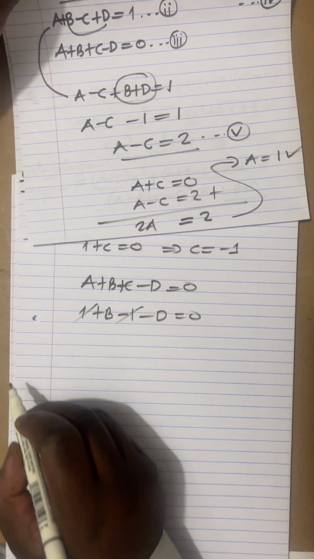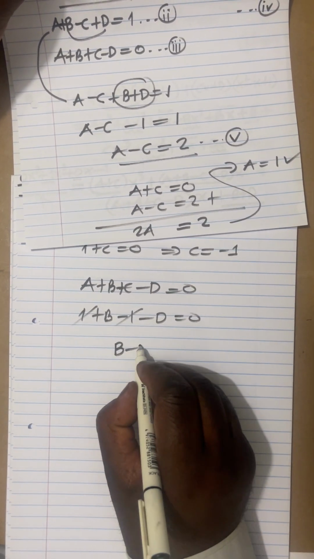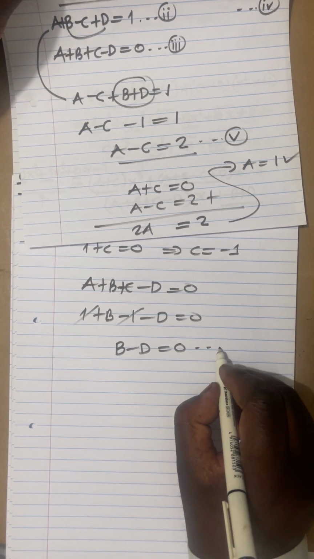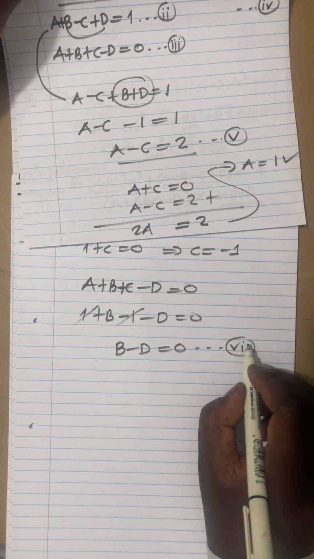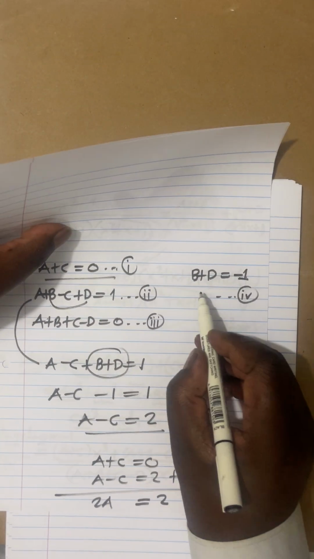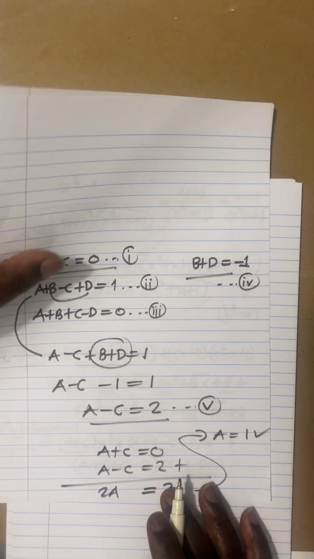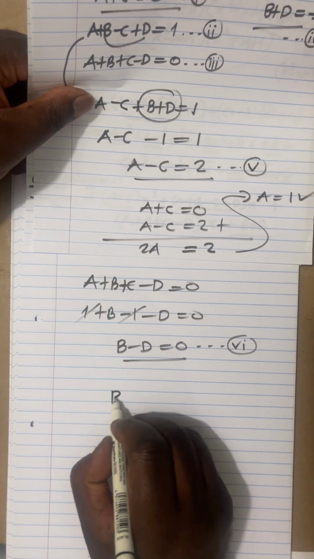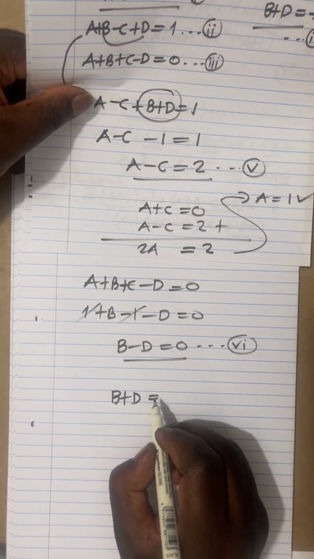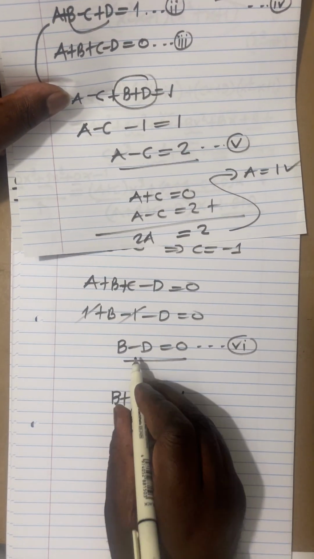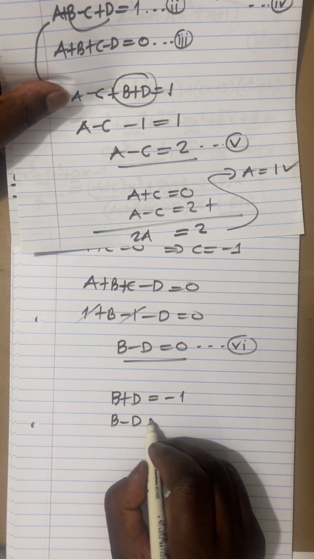You see that these cancel? So b minus d equals 0. This is equation number 6. Now look at this equation and this equation here. We can solve for b and d by simply adding them. So I'm going to say b plus d equals minus 1, equation number 4. And here we have b minus d equals 0.